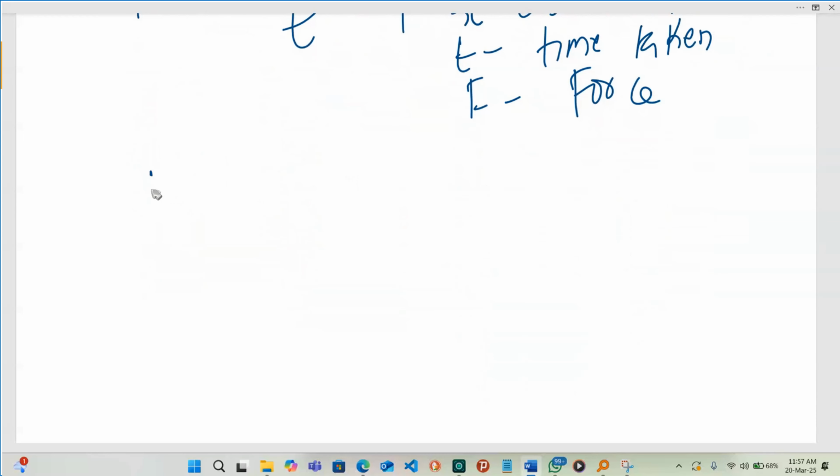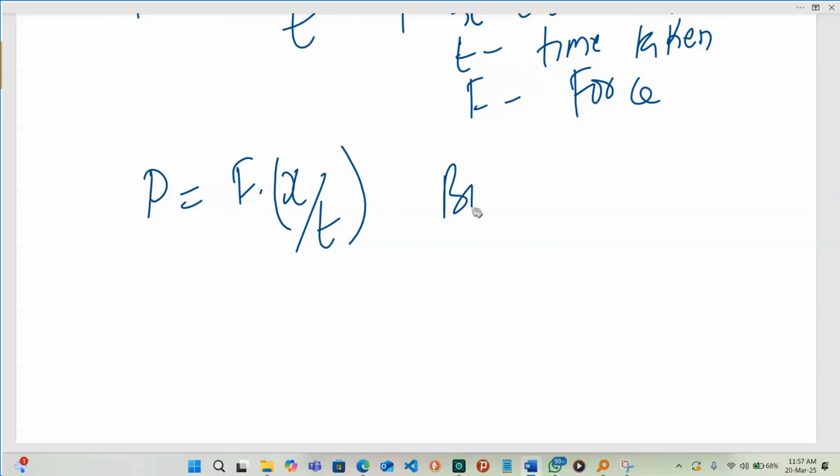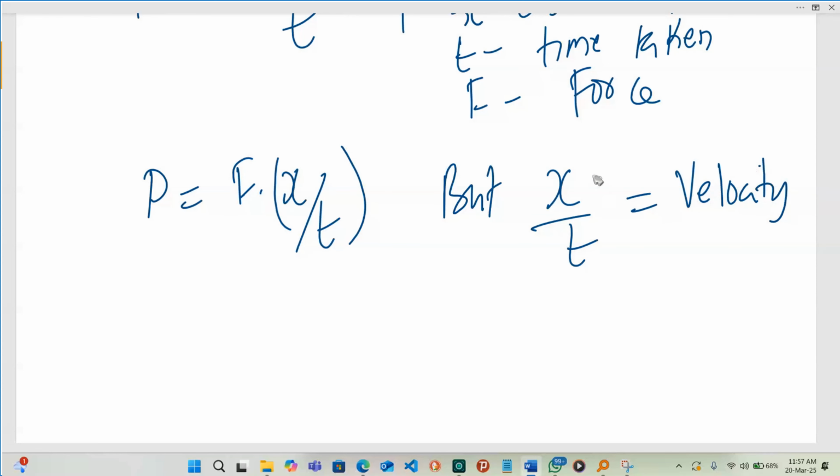Now, if you analyze that equation very well, this is the force times X out of T. But X out of T is the same as velocity if X is displacement. So we shall be talking about the vector quantity displacement. If we divide it by time, we know velocity is the rate of displacement of an object with respect to time. So our power will equal force times velocity. So that is another equation. This is 2, this is 1.